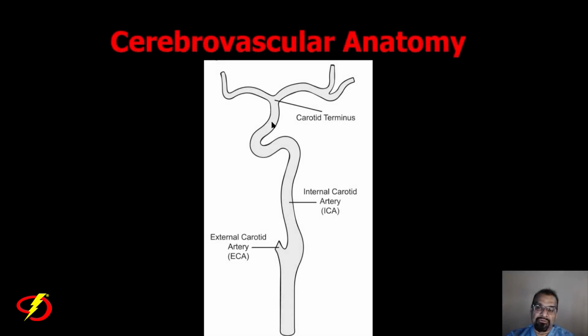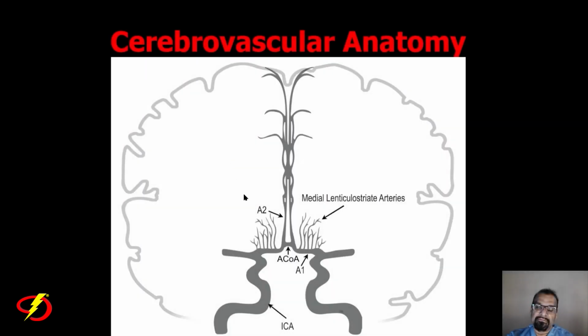This is where the supraclinoid segment terminates, and it bifurcates into a middle cerebral artery laterally and an anterior cerebral artery medially. The anterior cerebral artery has 2 major segments: an A1 segment. Extending off the A1 segment are medial lenticulostriate arteries. These connect to the opposite side via the anterior communicating artery, and distal to that is an A2 segment.